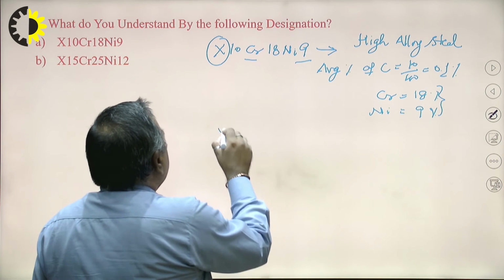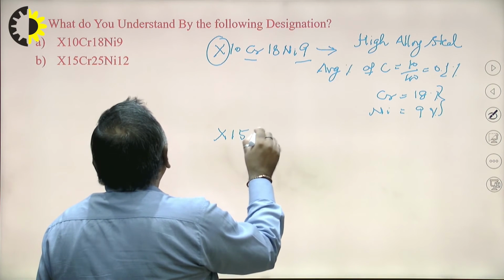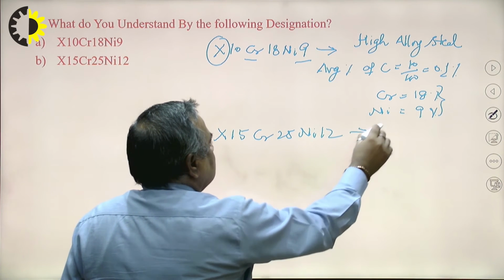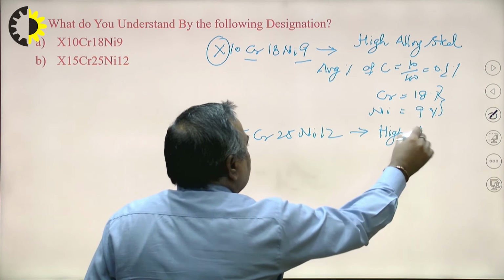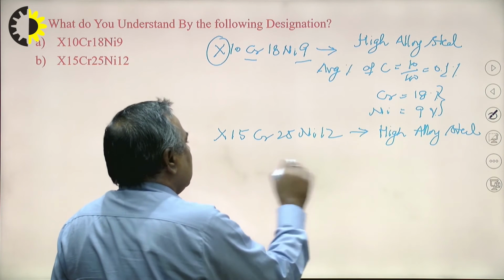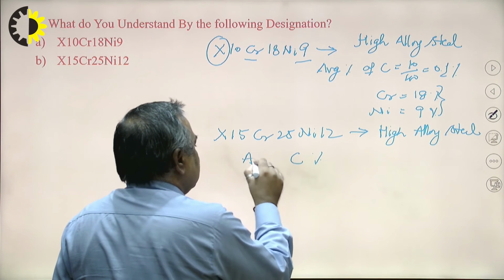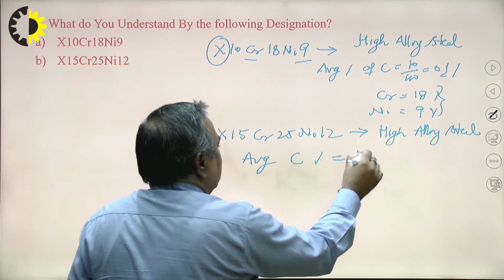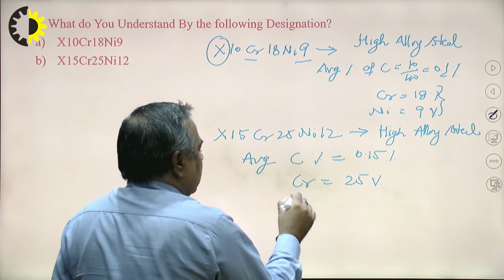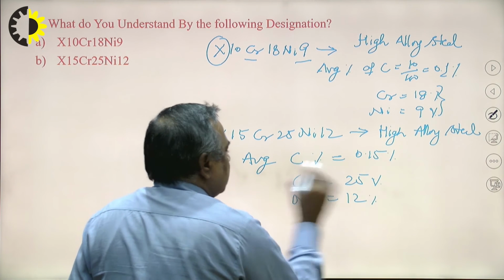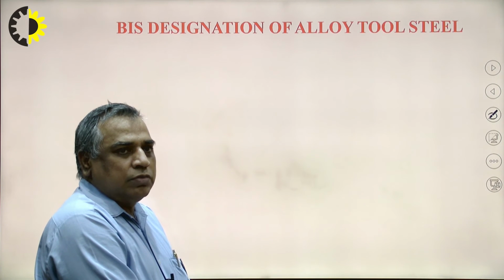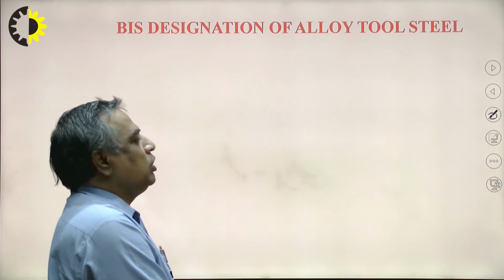And the second example, the second designation is X15, Cr25, Ni12. So here again, this designation signifies high alloy steel. Then the carbon average percentage is 0.15%. Chromium is 25%, and nickel is 12%. This is the designation. Now the BIS designation of alloy tool steel.